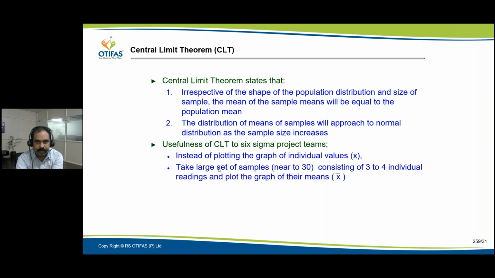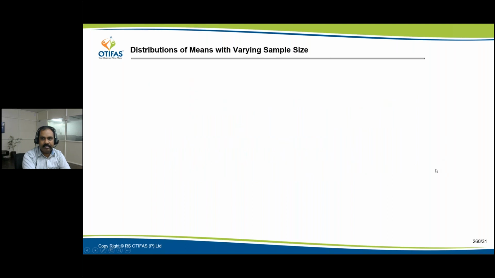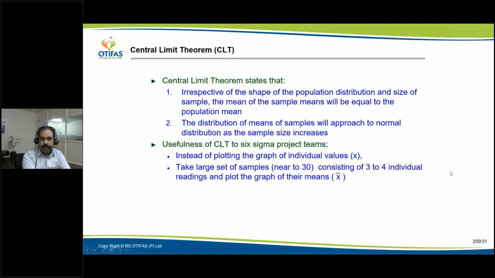So what is the use of the central limit theorem in Six Sigma projects? Instead of taking individual data for any data analysis, try to take samples. That is why when you do samples, take the samples. With the help of the central limit theorem, you get an almost normal distribution.